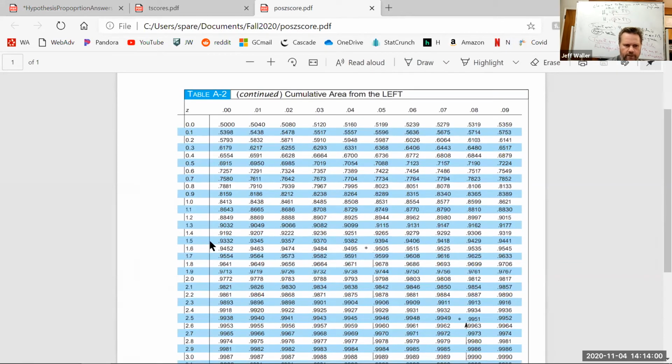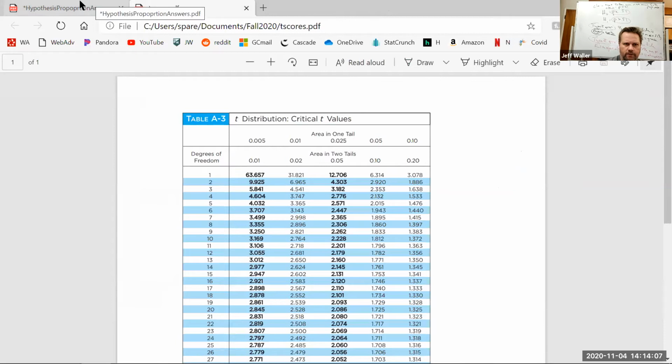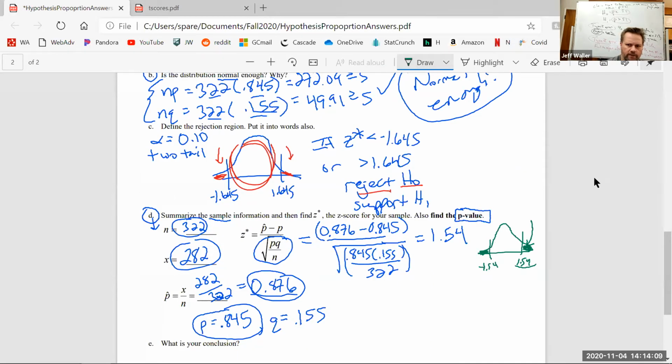So if I look up 1.54, I see .9382. And that is not the right answer because that's this. So 1 minus 0.9382 is 0.0618. And then I'm going to double it because it's a two-tail test. So 2 times 0.0618 is 0.1236. And for a p-value, that is relatively big.